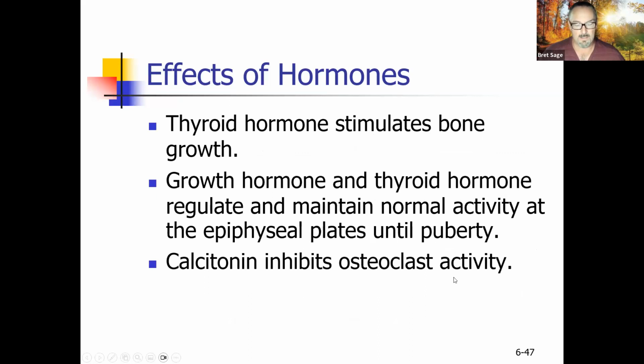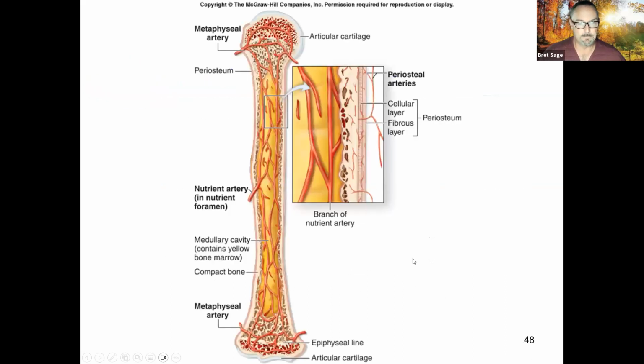Calcitonin inhibits osteoclast activity. So what does that mean? Well, remember, osteoclasts are chewing away, releasing calcium. Calcitonin means it's a hormone that tells your body, hey, we have plenty of calcium. You don't need to chew away the bone to release calcium into the blood. So calcitonin means we have plenty in our diet. Don't chew away at the bone to release it.